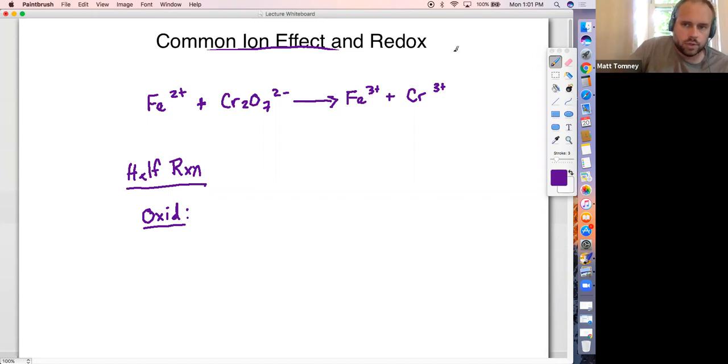So this is where you might do OIL RIG or LEO GER or whatever your mnemonic of choice is, okay? Where loss of electrons is oxidation, gain of electrons is reduction, okay? Or for the OIL RIG, it would be oxidation is loss, and then reduction is gain. So it doesn't really matter whichever one helps you keep it straight. You need to be able to keep track of that. So what is being oxidized here? Iron or chromium?